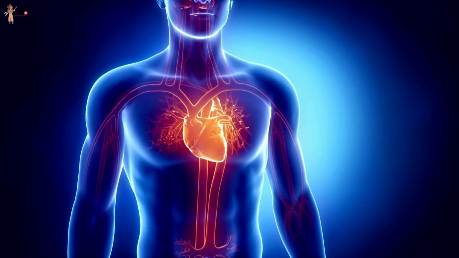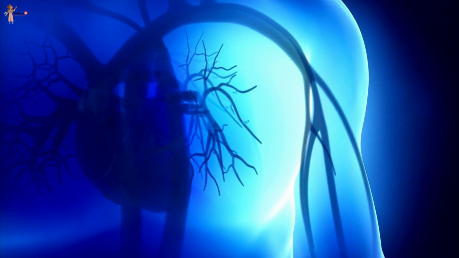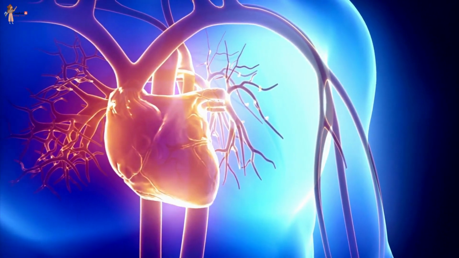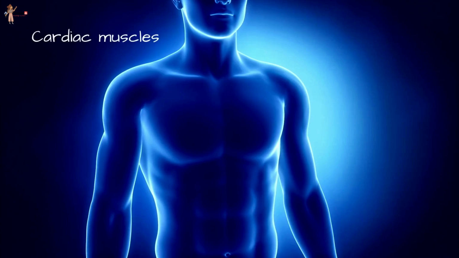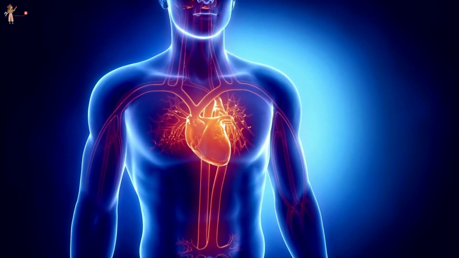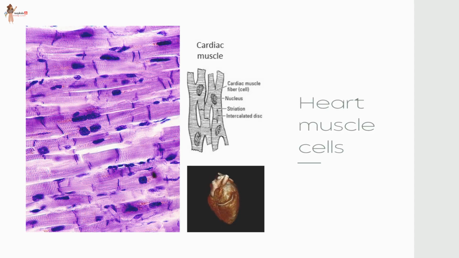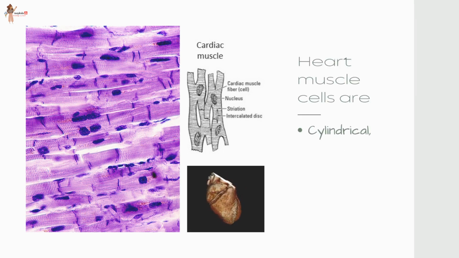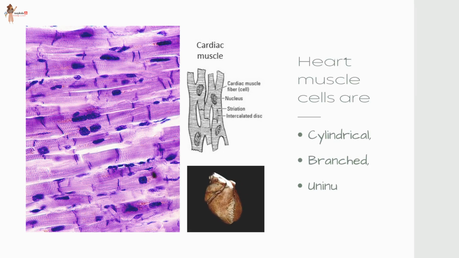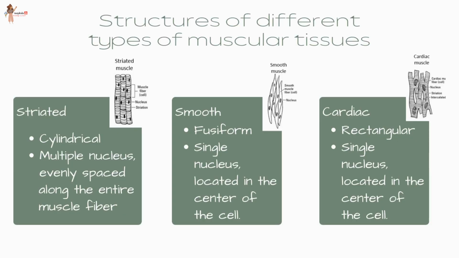The muscles of heart show rhythmic contraction and relaxation throughout life. These involuntary muscles are called cardiac muscles. Heart muscle cells are cylindrical, branched, and uninucleate. Here is a comparison of the structures of different types of muscular tissues.